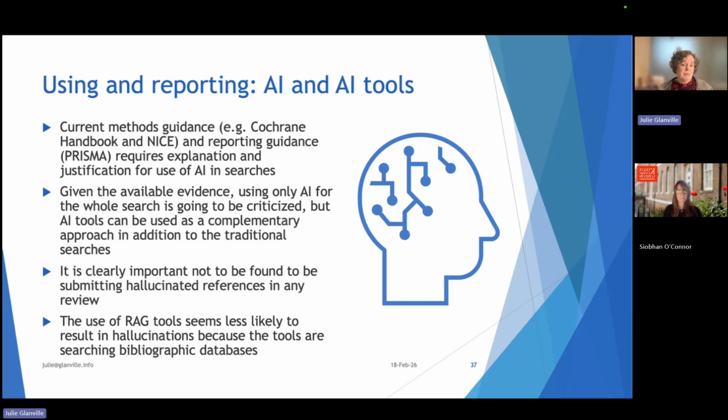So it's probably not going to be acceptable to only use AI for your searching. You're going to be criticised, I suspect, if you only rely on AI. So the use of AI tools needs to be justified. And at the moment, I think the recommendations are it should be used as a complementary approach in addition to the traditional searches. And it's really important that we don't submit hallucinated references as a result of searching. So we need to be sure that the tools we use are those that are as unlikely as possible to produce hallucinations.